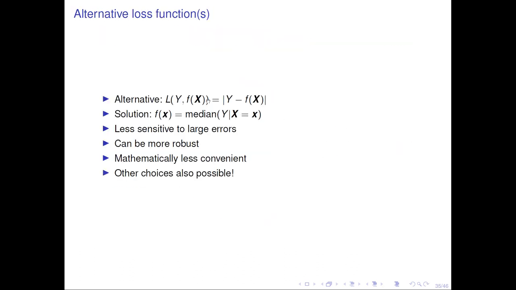Now, we could, as I mentioned, have alternative choices. So we could look at this absolute error instead, so the absolute value of y minus f of x. Then we can go through a similar type of derivation as we have done and show that in that case it's not the expectation anymore, but it's the median of this distribution of y given x that is the optimal value. Now, if we have a symmetric distribution, the median and the expectation will be the same. But if we have a very skewed distribution, they could be different.